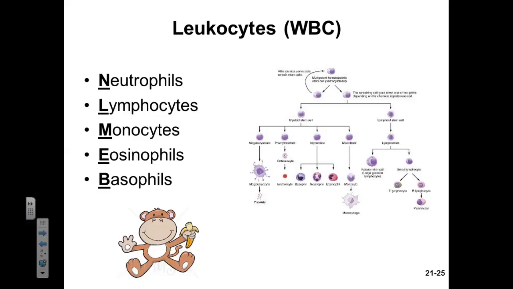So let's finish up with our leukocytes. There are 5 leukocytes that I want you to learn from this presentation. Those 5 leukocytes include the neutrophils, the lymphocytes, the monocytes, the eosinophils, and the basophils. I want you to know what their function is, and I want you to be able to recognize what they look like. So if I show you a picture of one of these white blood cells, you should be able to know which one I'm showing you a picture of.